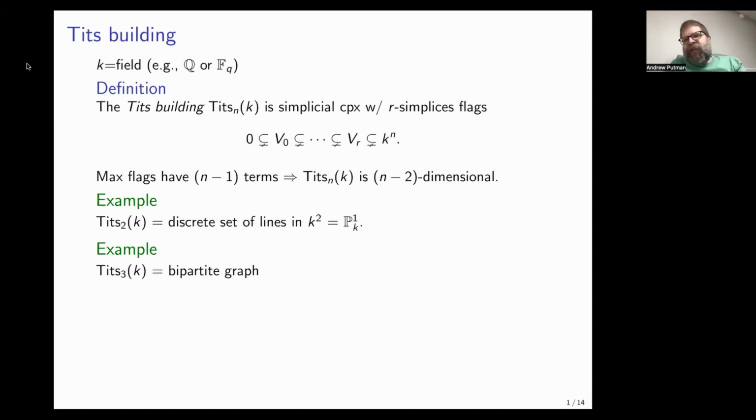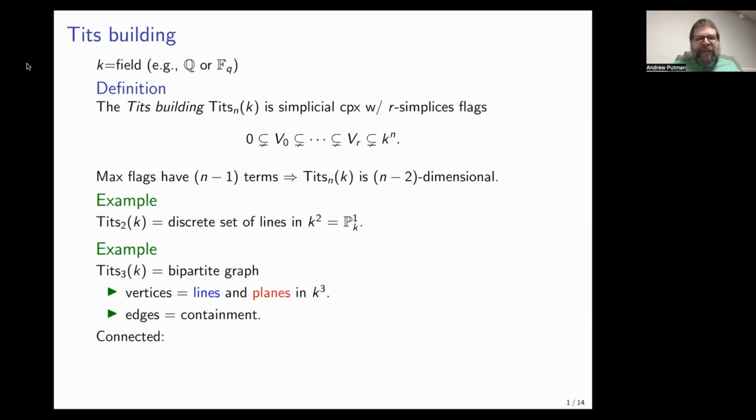Tits 3 of K is actually a bipartite graph. There are two kinds of vertices. The zero simplices are proper non-zero subspaces of K cubed, and there are two kinds: lines and planes, which I've illustrated in blue and red. There's an edge between a line and a plane if one is contained inside the other. I want to observe that it's a connected bipartite graph. It's enough to show that I can connect any two distinct planes by some path, because every line is contained inside a plane. If I can connect any two planes, then I've shown that this graph is connected, and that's not so bad. I have a length two path.